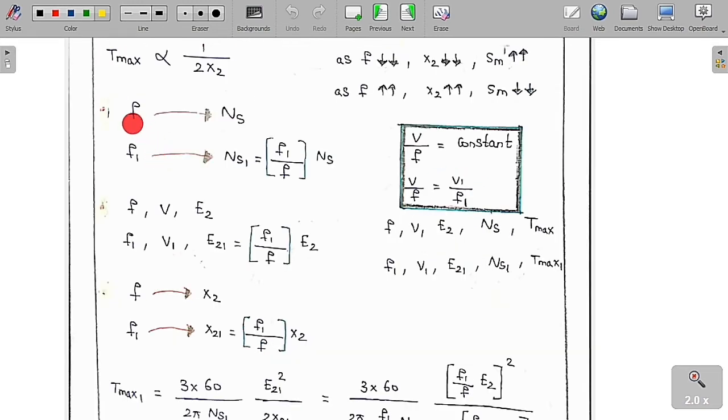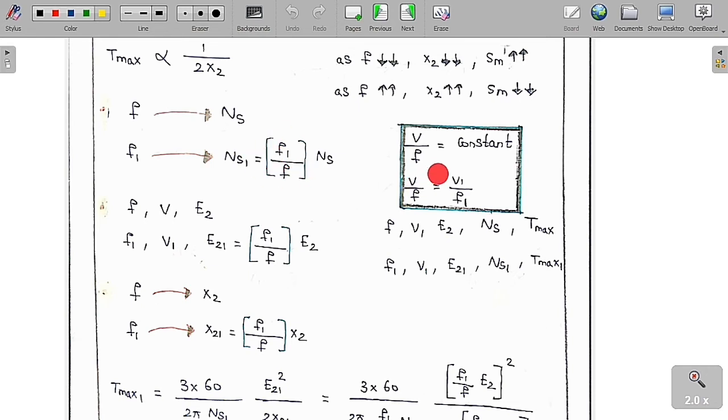Suppose for a supply frequency f, the synchronous speed is ns. And for the supply frequency f1, what is the synchronous speed? I have already told you ns is directly proportional to f. So if you take the ratio of these two, we get ns1 is equal to ns into f1 by f, because ns is directly proportional to f. So we get this new synchronous speed.